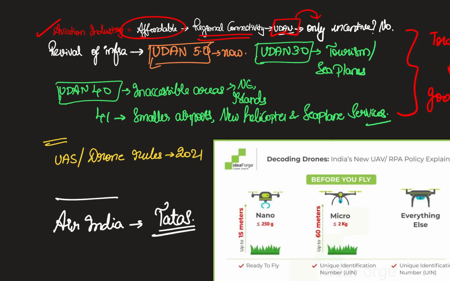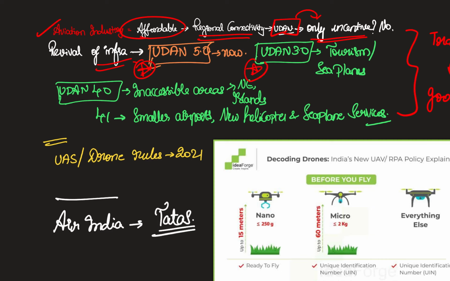And you also have to remember that within the scope of UDAN, which has been the traditional scheme and has been in use for a very long time, only financial incentive is not the mode in which they want to support the airlines. They also want to involve them in the revival of infrastructure. And there were various phases, Udan 1.0, 2.0, and so on. But we have to remember that Udan 5.0 is what we are at right now.